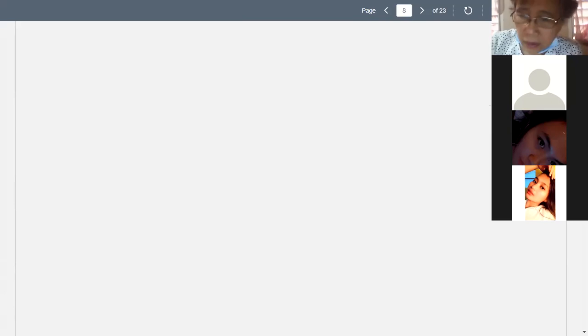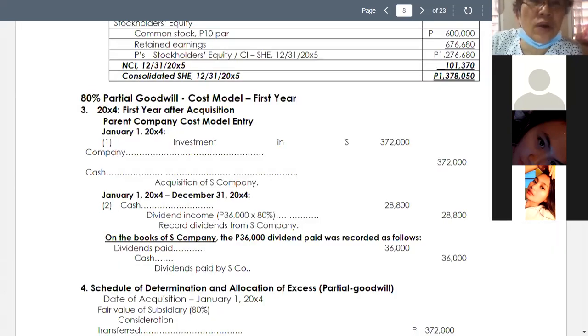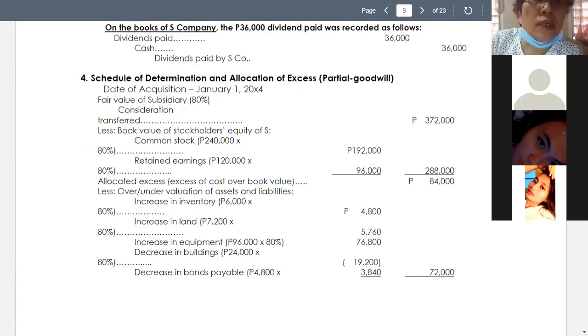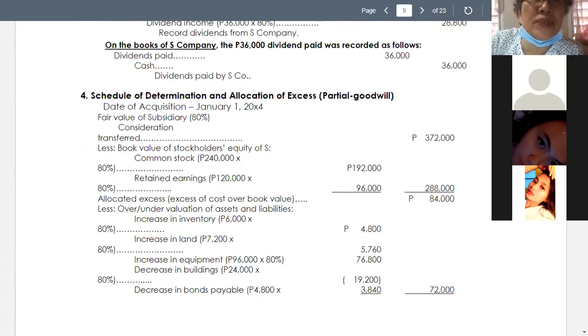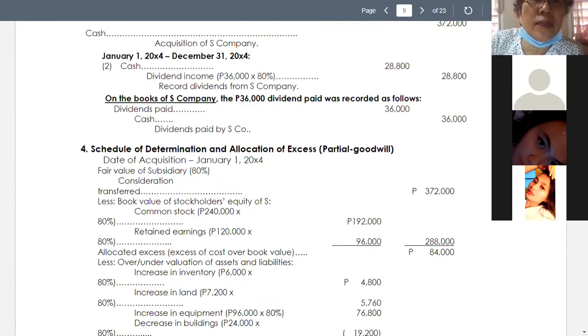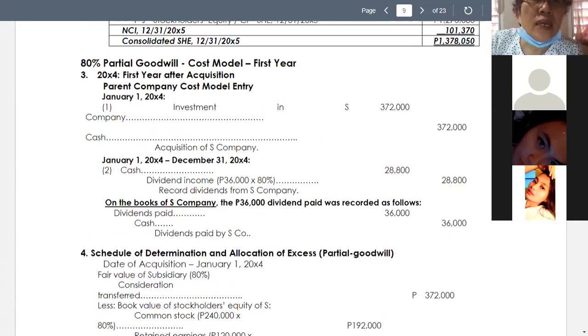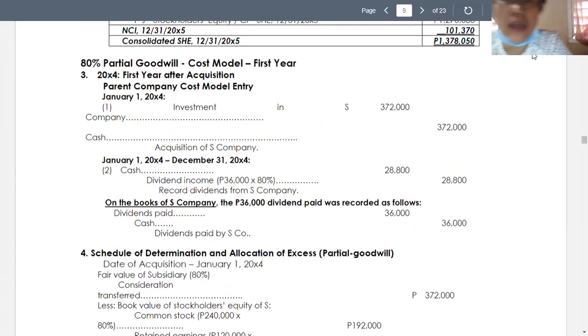For our next set of requirements. Okay? So we have now requirement number 3 in the books of S company. Now with requirement number 3, what are the journal entries to record the investment in the books of the acquirer company? So we have now the acquisition of S company.